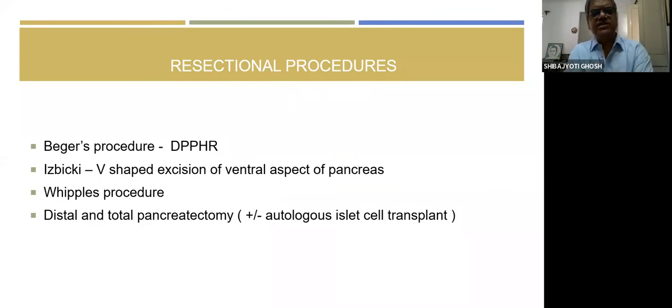The other resectional procedures are Beger's operation, that is duodenum-preserving pancreatic head resection. Izbicki is a V-shaped excision of the ventral aspect of the pancreas. This is particularly done in case of very small duct disease or sclerosing pancreatitis. Whipple's procedures, and distal and total pancreatectomy, are done if the chronic pancreatitis is confined to the distal pancreas, or in desperately bad situations, or when there is recurrence of pain. Sometimes some patients may benefit from total pancreatectomy, and surprisingly, it has been seen that even with total pancreatectomy, some patients do not require lifelong insulin.